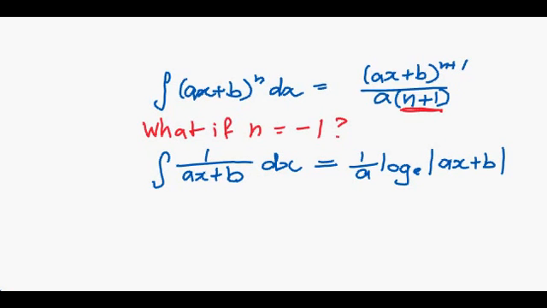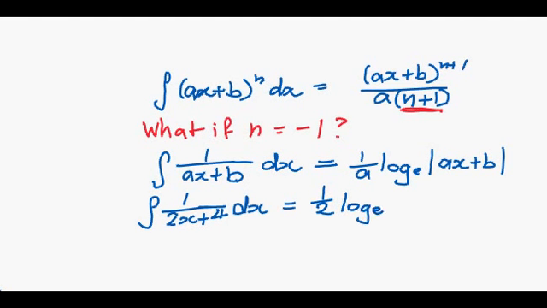A very, very quick example. If you've got the integral of, let's say, 2x + 4, then in our case a is 2, so you just go half log to the base e of |2x + 4|. Done. Now we've covered all the scenarios we can. This is antidifferentiating polynomials. I hope you enjoyed it. See you again next time.